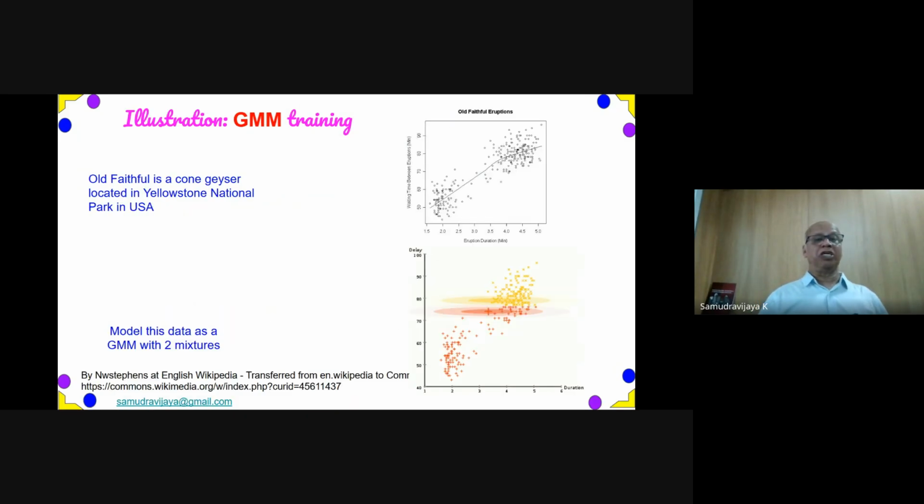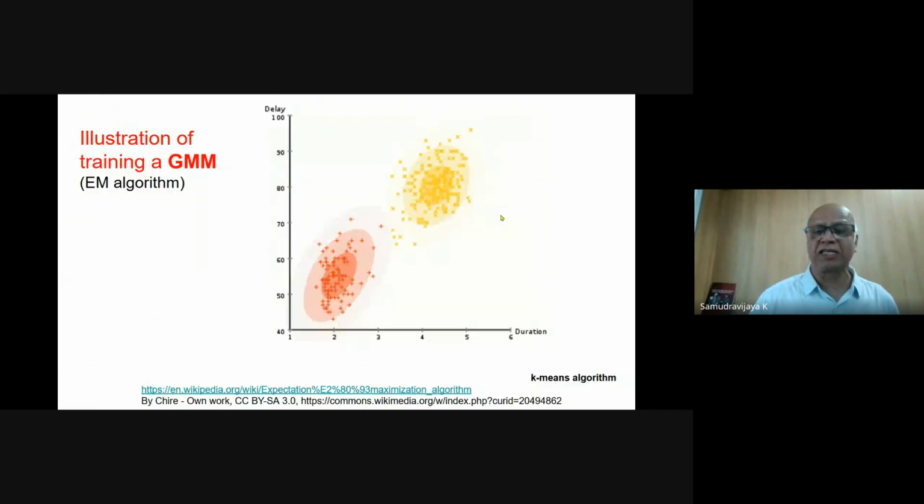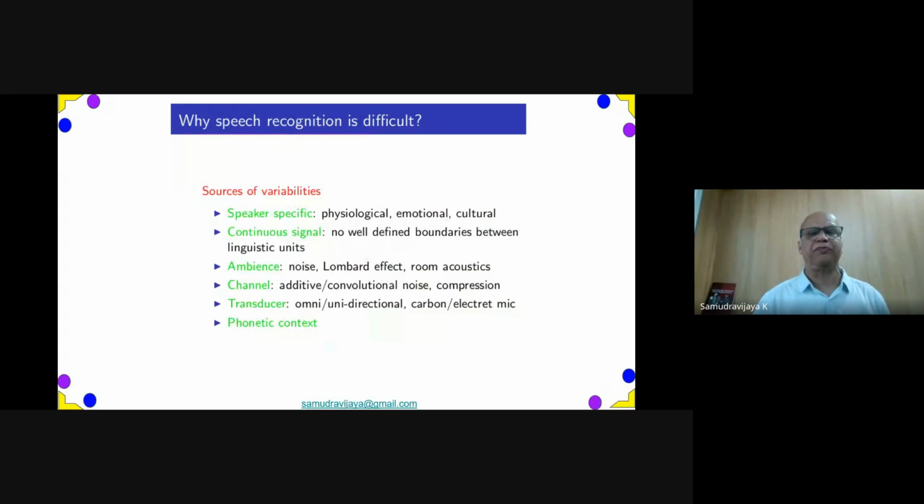So how do you train a Gaussian mixture model? Let's look at this particular example where there are data points. There are two clusters. How do you train the clusters? There's an example illustration here. You start with any random mean points, and then slowly, with the iterations, it starts forming into the clusters. So that is how we talked about training the models.